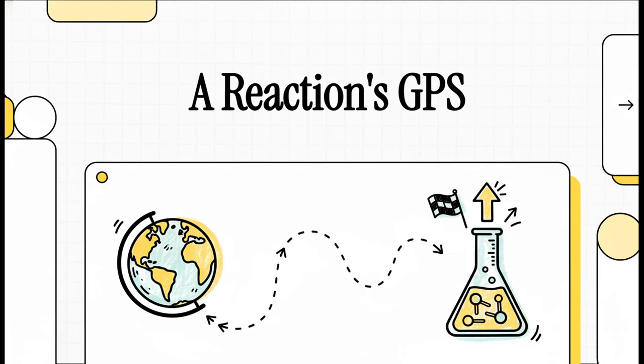Welcome to the Explainer. You know, in chemistry, some reactions just race to the finish line, while others seem to give up halfway. So why is that? Today, we're going to build a predictive tool, like a GPS for chemical reactions, that can tell us not just where a reaction is headed, but exactly why it stops when it does.